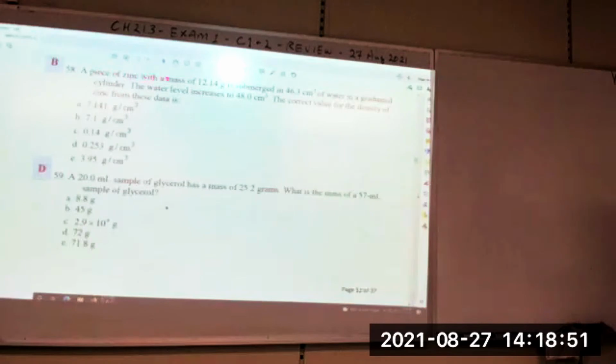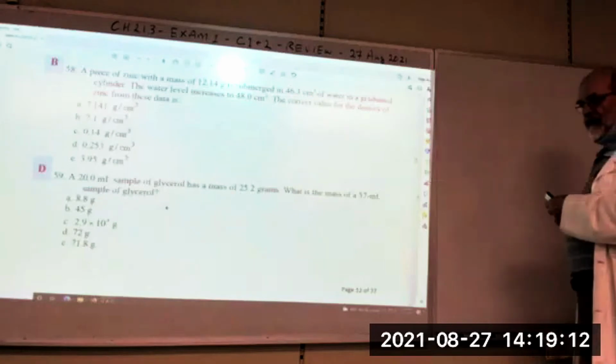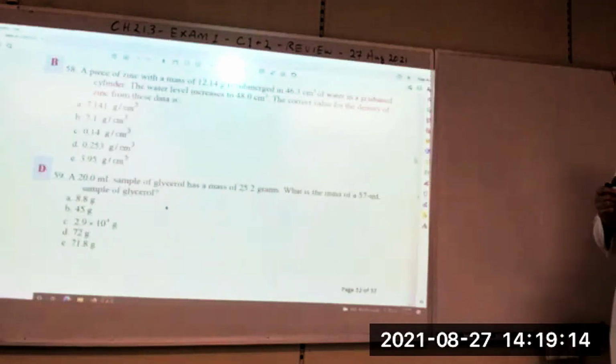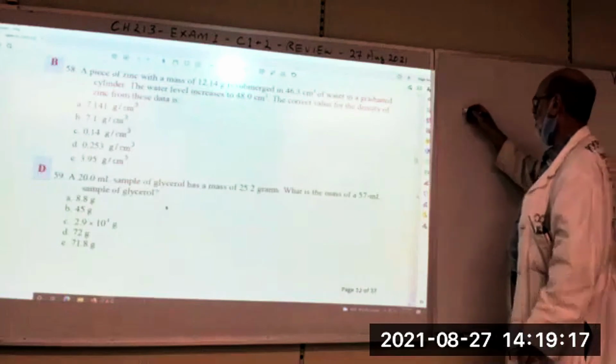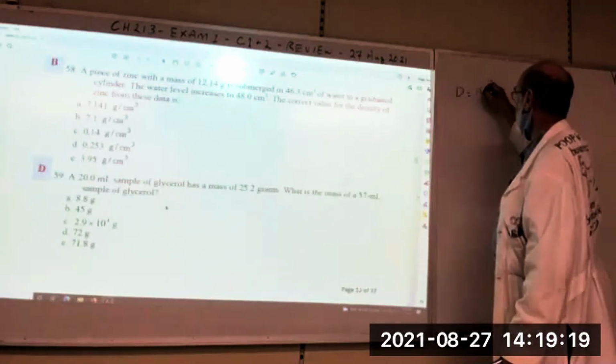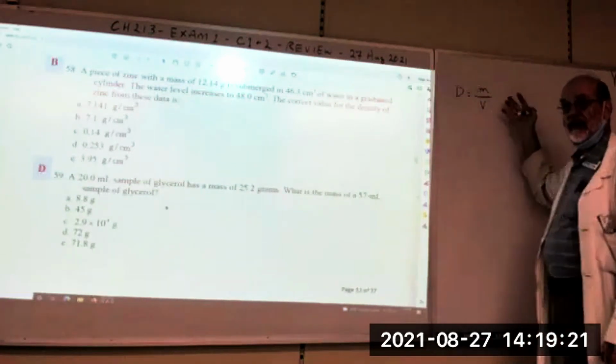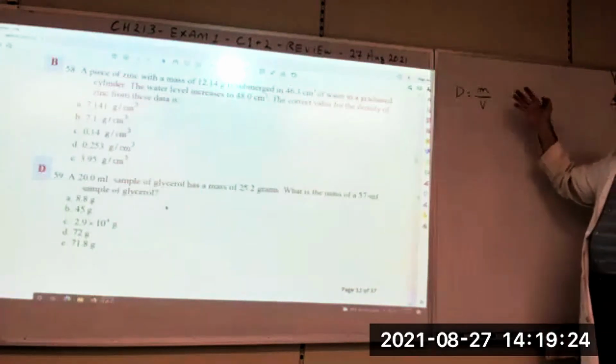A piece of zinc with a mass of 12.14 grams is submerged in 46.3 cubic centimeters of water in a graduated cylinder. So this is before you put the zinc in. After you put the zinc in, the volume is now 48 cubic centimeters. What's the density? So when you're going to determine density for a sample, you need mass and volume. Well, we got mass. How do you get the volume?